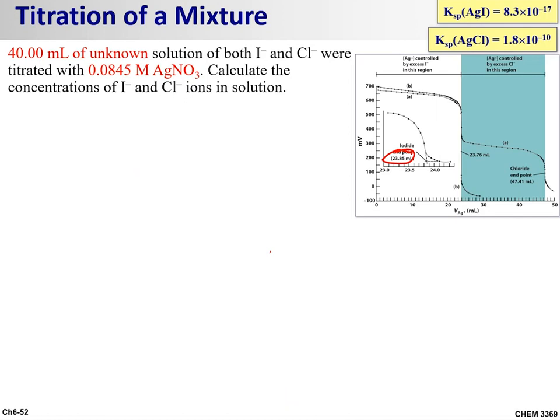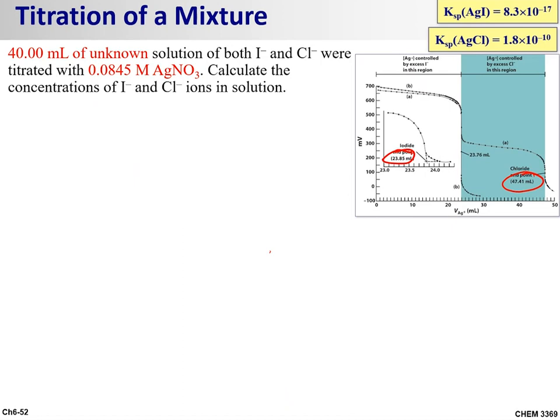So now if you know the concentration of the titrant, you can calculate the moles of the titrant and then the moles of the analyte, the iodide. Now, for the second ion, for the chloride, what is the volume of the titrant solution that was actually used to precipitate the chloride ions? That will be the difference between the second endpoint and the first endpoint.